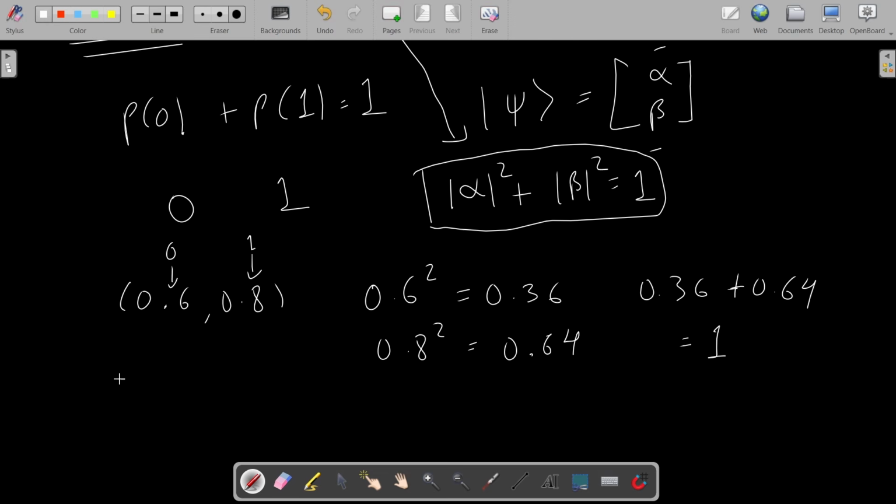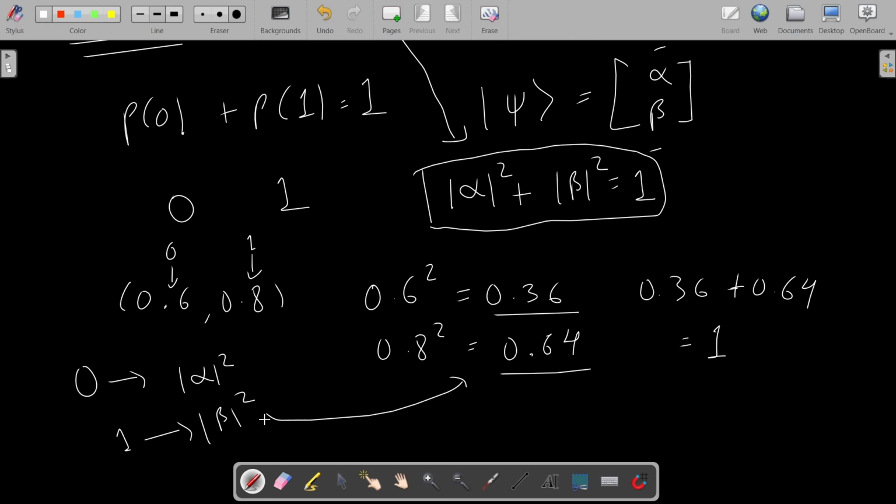Let me repeat this. The probability of measuring 0 is the absolute value of alpha squared, which in this case is 0.36, and the absolute value of beta squared is 0.64. The probability of measuring 1 is the absolute value of beta squared, which is 0.64. If we sum both of them, it equals 1. Squaring ensures probability is positive and sums to 1.